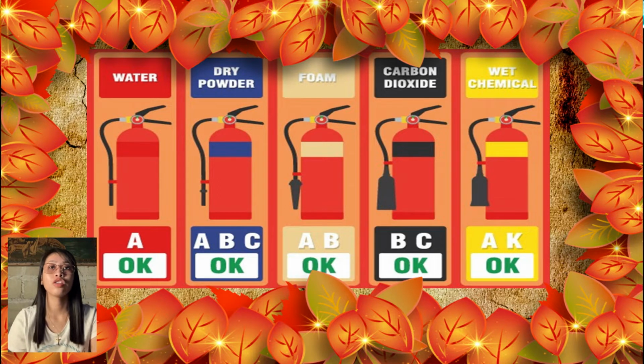So these are the different colors and different classifications of fire extinguisher. You can see that for class A we have water, which is color red. In ABC, we have dry powder, which is color blue, and we have foam, which is AB, and we have carbon dioxide, which is BC, and we have wet chemical, which is F, or color yellow.